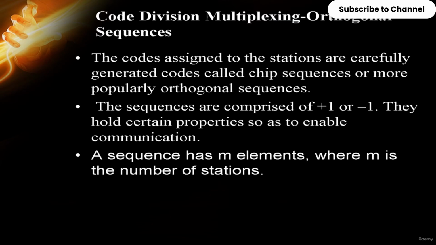In code division multiplexing, orthogonal sequences are used. Orthogonal sequences are carefully generated chip sequences. The sequences are comprised of either +1 or -1, and they hold certain properties by which interference is avoided.